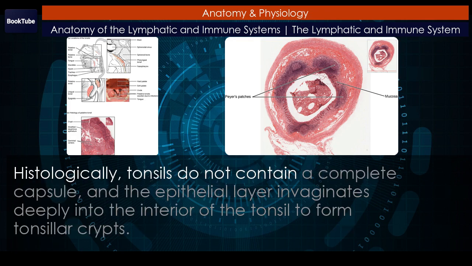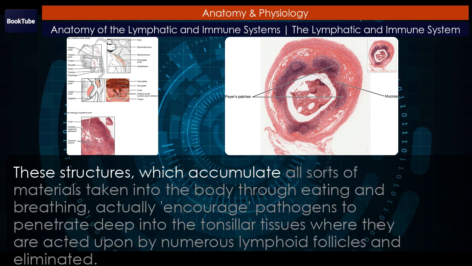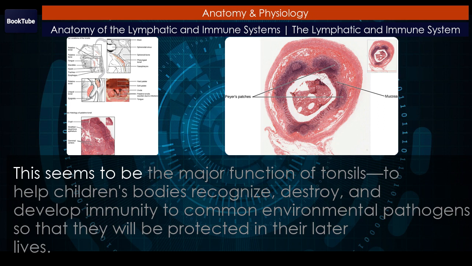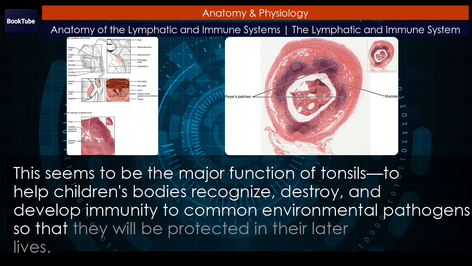Histologically, tonsils do not contain a complete capsule, and the epithelial layer invaginates deeply into the interior of the tonsil to form tonsillar crypts. These structures, which accumulate all sorts of materials taken into the body through eating and breathing, actually encourage pathogens to penetrate deep into the tonsillar tissues where they are acted upon by numerous lymphoid follicles and eliminated. This seems to be the major function of tonsils: to help children's bodies recognize, destroy, and develop immunity to common environmental pathogens so that they will be protected in their later lives.